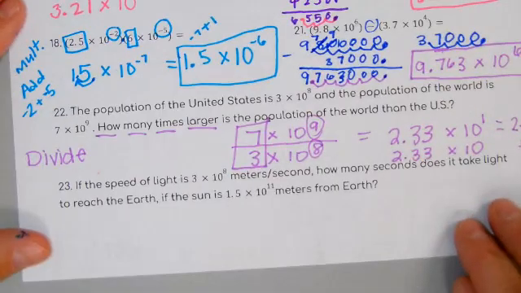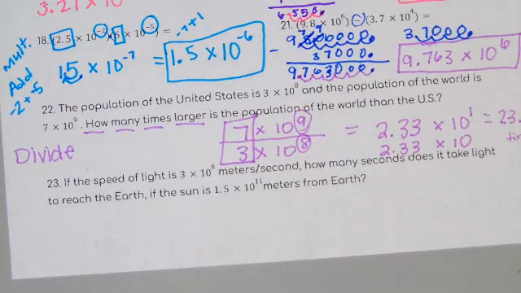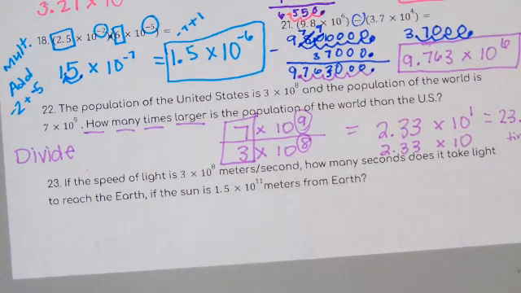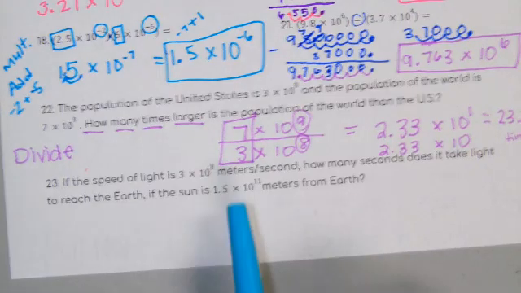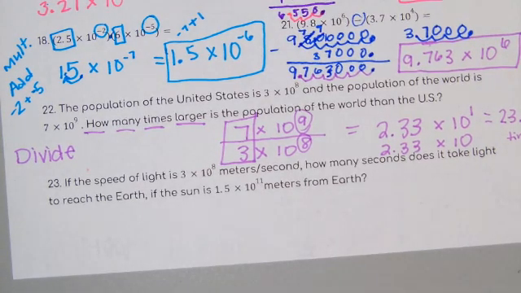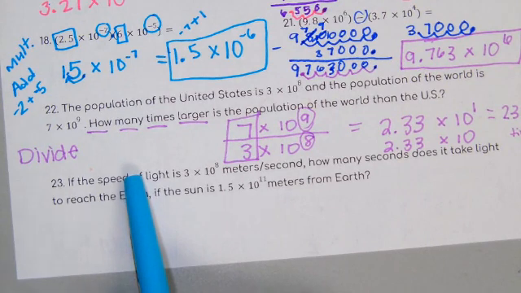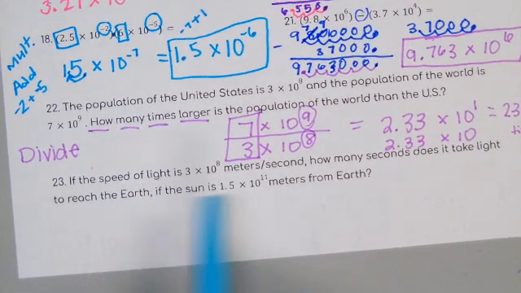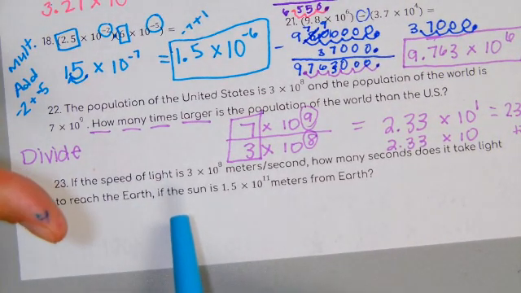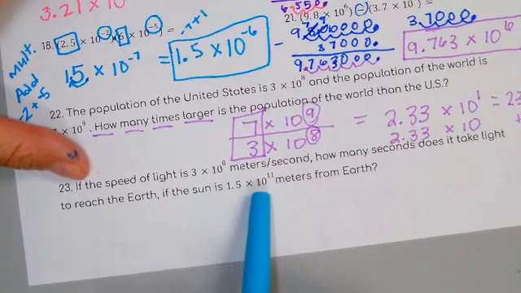All right, last one. Woo, it's been a long ride. Here we go, though. It says, if the speed of light is 3 times 10 to the 8 meters per second, how many seconds does it take light to reach Earth if the sun is 1.5 times 10 to the 11 meters from Earth? Okay, so we're talking about speed of light, okay? And the sun is shining that onto the Earth this fast, and it's this far away.